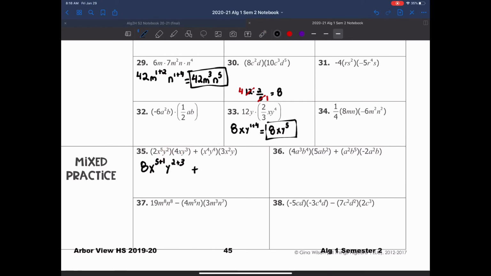Now let's go ahead and multiply the second one. So the second one, over here, we have a multiplication problem.